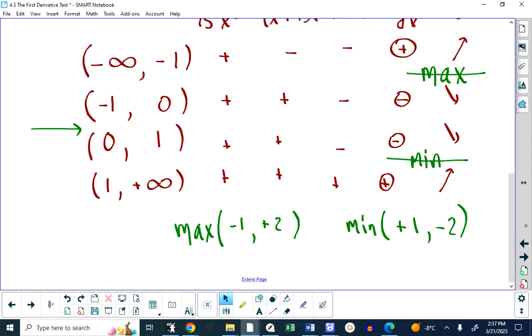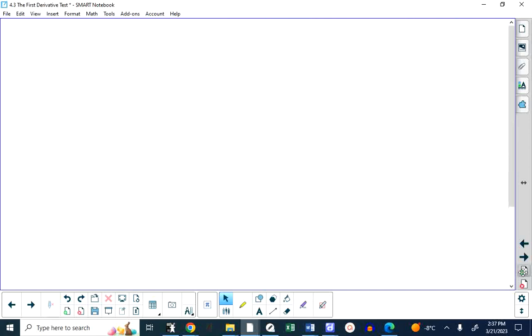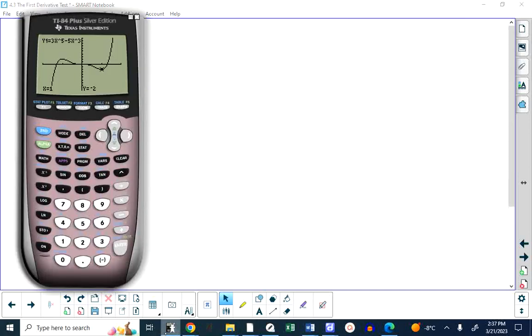Okay, so let me... my graphing calculator can probably do a better job than I can. I'm going to just shave off part of this. Let's go negative 4 to 4.